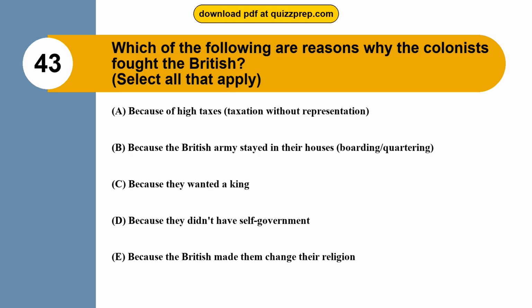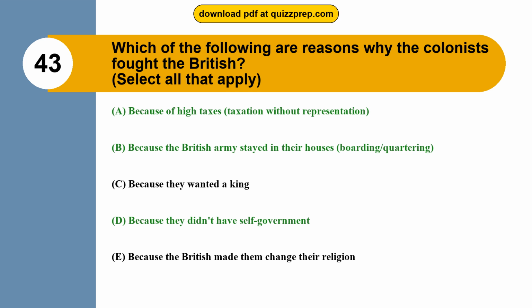Question 43. Which of the following are reasons why the colonists fought the British? Option A. Because of high taxes, taxation without representation. Option B. Because the British Army stayed in their houses, boarding/quartering. Option C. Because they wanted a king. Option D. Because they didn't have self-government. Option E. Because the British made them change their religion. The correct answers are options A and B and D.